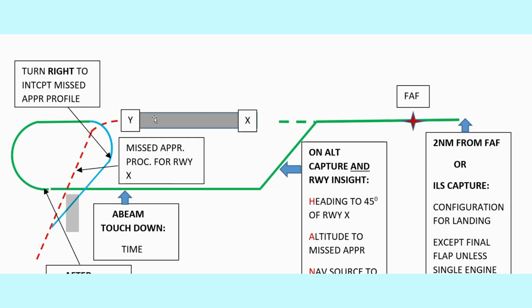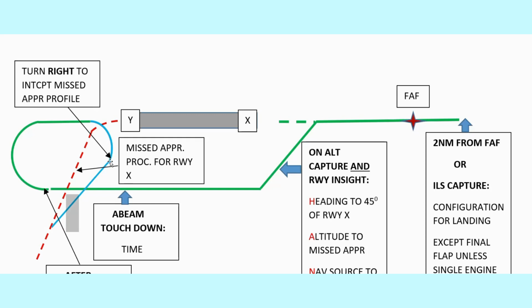This red line on this diagram is a misapproach for runway X. So it means that you turned right here to go into runway Y. When you go missed, you're going to turn right again to intercept the misapproach procedure. You can see that this blue line now will be intercepting this misapproach path at a particular heading. Okay, so you'll do all configurations here, but you can keep your flaps at least for a while so that you don't go beyond the protected area.